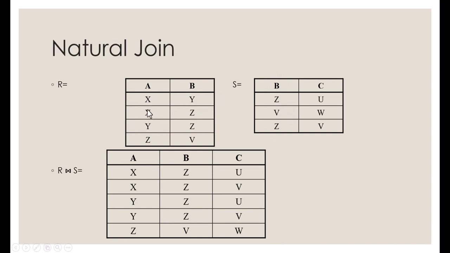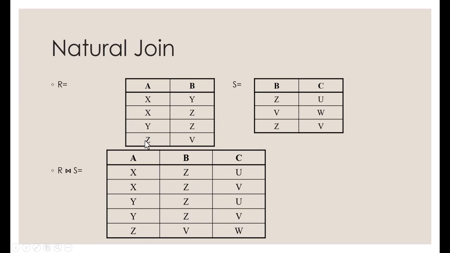The next row, we have X and then Z for the value B. Let's see if we can find Z here. We can. So we have the first row and third row. It's going to return X, Z, and U, and X, Z, and V. Those are shown right here as the first two rows. Third row from R, we have Y and Z. Again, we can find Z here and here, right? So it's going to return Y, Z, and U, and Y, Z, and V.